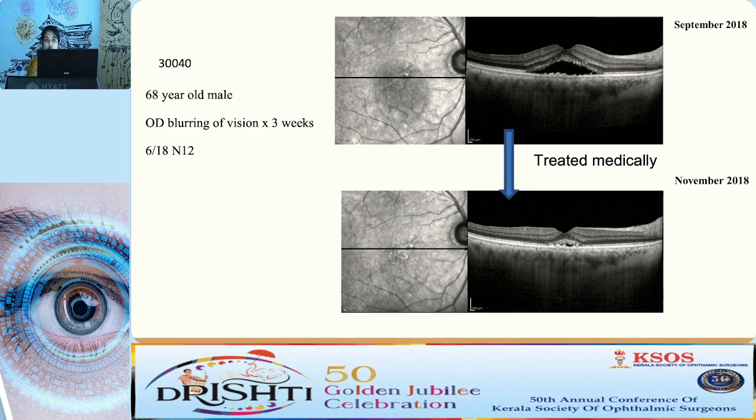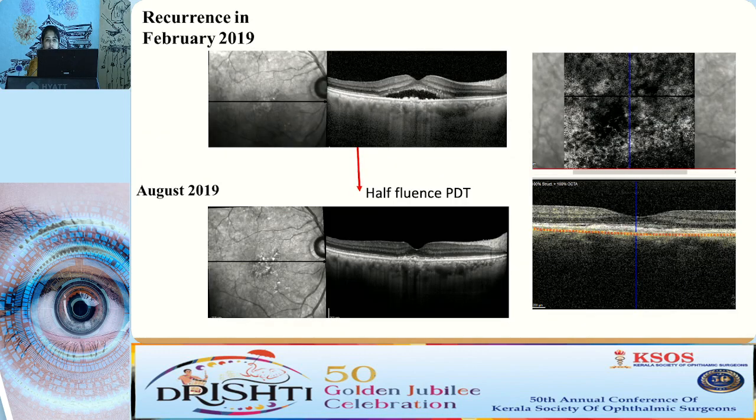First, he was monitored, medically managed, and he had good resolution in 2 months. Again, in the same eye, the patient presented with a recurrence 1 year later. That time, you can also see some RPE irregularities and subretinal fluid. That time, an OCTA was done, but there was no clear network. So at that point, considering a chronic CSCR, a half-fluence PDT was done.